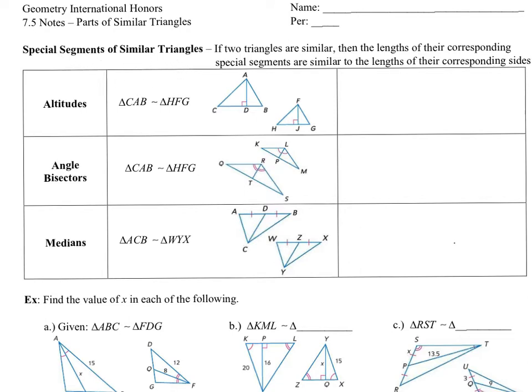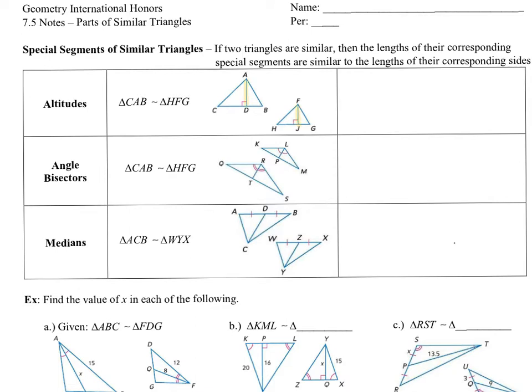So the theorem says if two triangles are similar, then the lengths of their corresponding special segments are proportional to the lengths of their corresponding sides. So let's start with this first example. We have a couple of triangles that we are told are similar, and in each triangle we have an altitude drawn. So let me just highlight those altitudes. Let me highlight them in yellow.